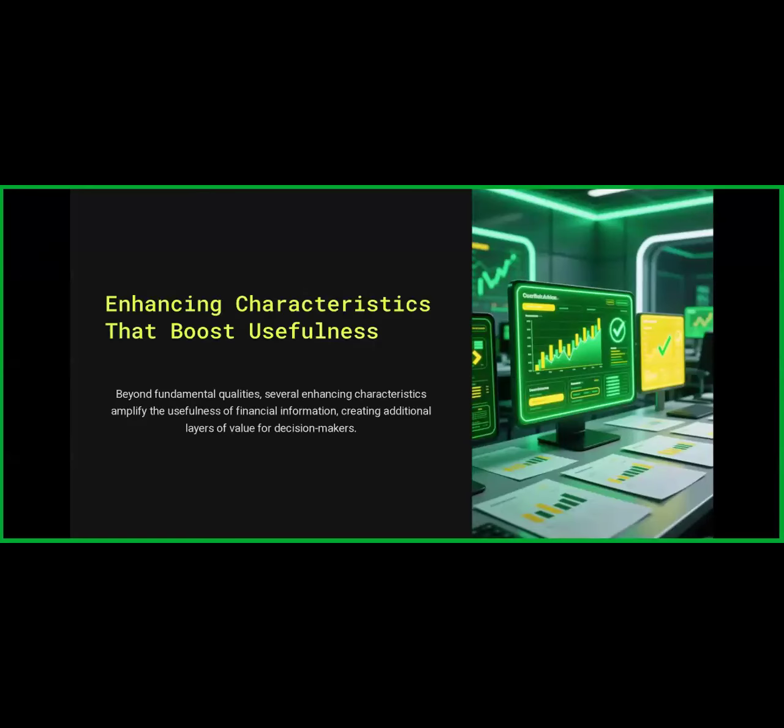Now, which characteristics are required in the financial statement to boost its usefulness?